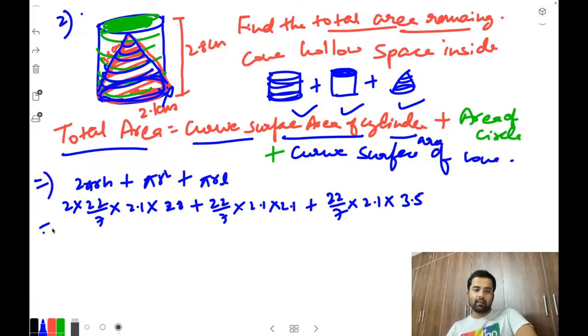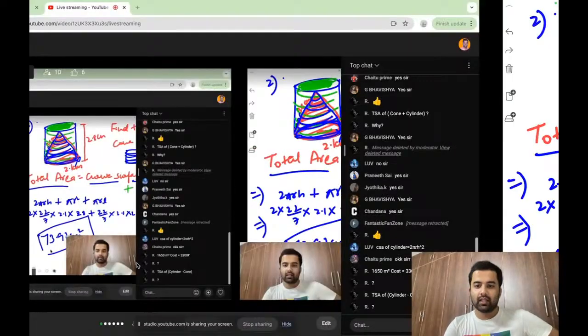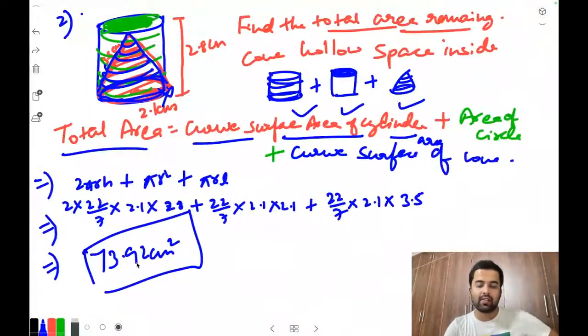After calculation and all, let me mention the answer directly. Here the answer I have got is 73.92. Is it okay to understand this one? Let me know in the comment box, please.